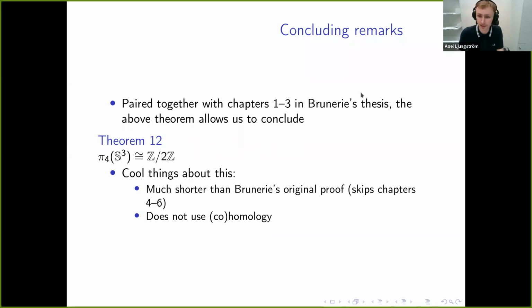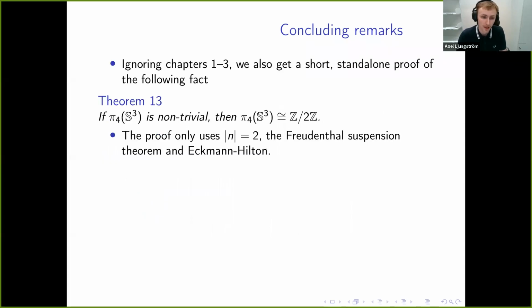But of course, we still need chapters 1 to 3 in Brunerie's thesis. That's an important thing here. But if we ignore chapters 1 to 3, if we just pretend we didn't know what was going on there, this actually gives you a standalone proof of the fact that if pi 4 of S3 is non-trivial, then pi 4 of S3 is isomorphic to Z mod 2. And the proof of this only uses the fact that the Brunerie number is 2.